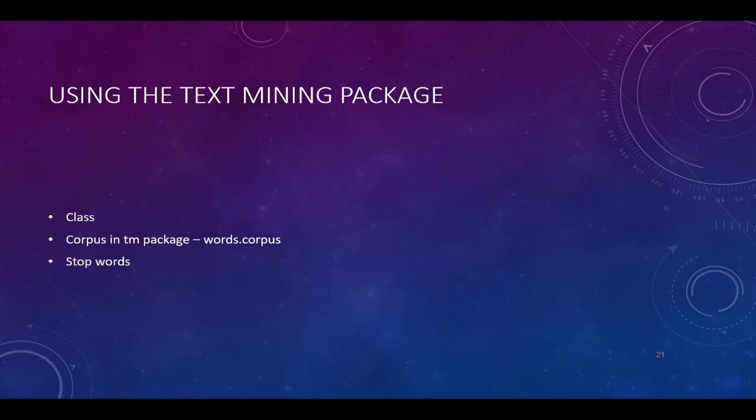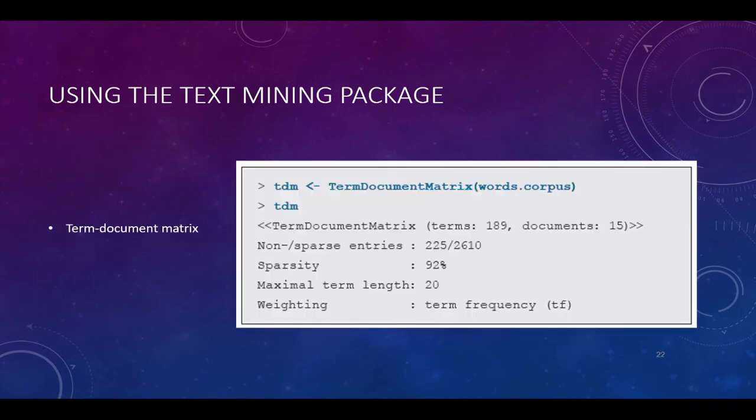Using that text mining package is a class. And then corpus is in that package, where you can use a words.corpus, and you have to understand what your stop words are. A term document matrix is basically a rectangular data structure with terms as the rows and documents as the columns. It extracts the terms as defined, statistically or by a dictionary, either individual words or compound phrases, and then it'll report the statistics on that.